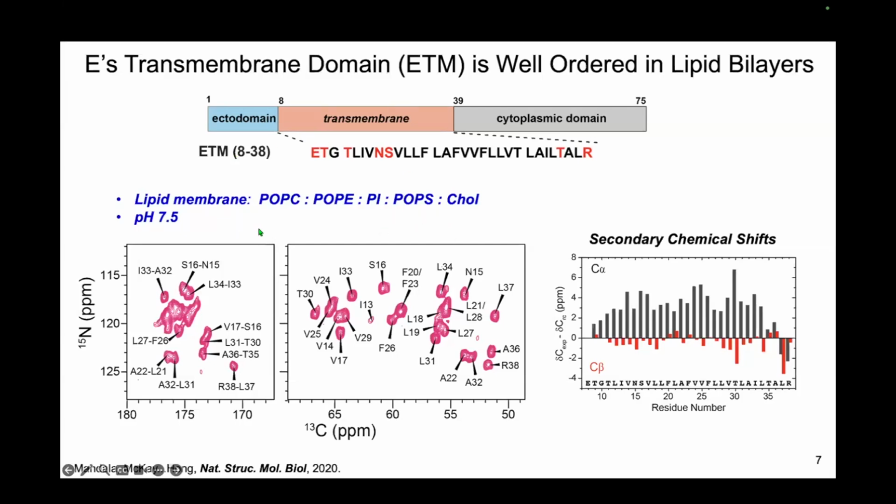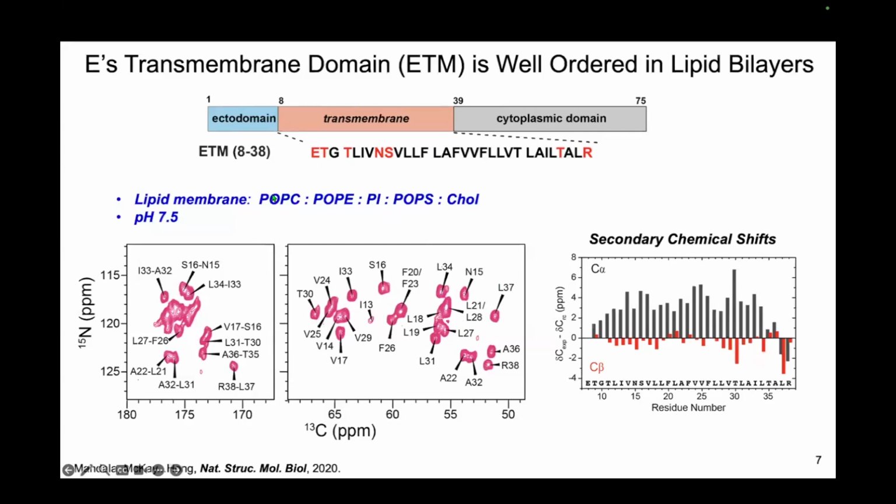And the ERGIC membrane contains the regular phosphatidylcholine (PC), PE, and negatively charged PS lipids, and cholesterol. In addition, it also includes phosphatidylinositol. So we basically made a mixture which is representative of the ERGIC membrane composition. And our first experiment was done under neutral pH conditions.